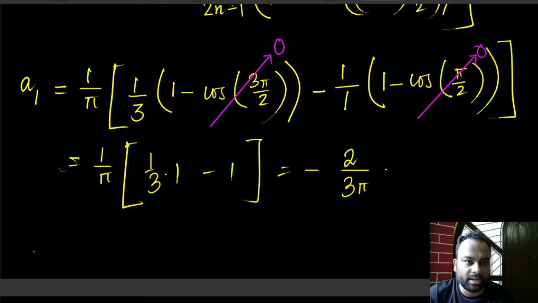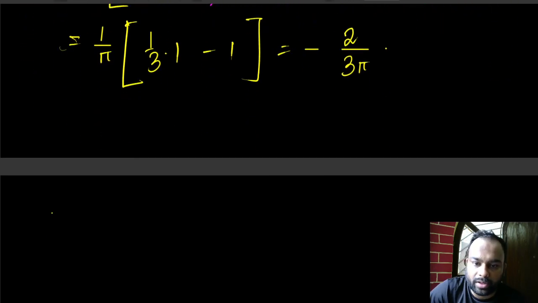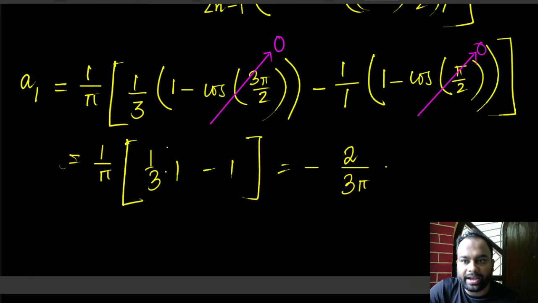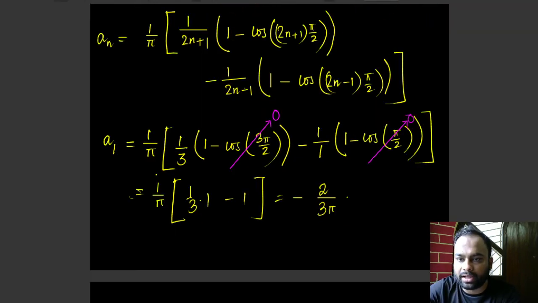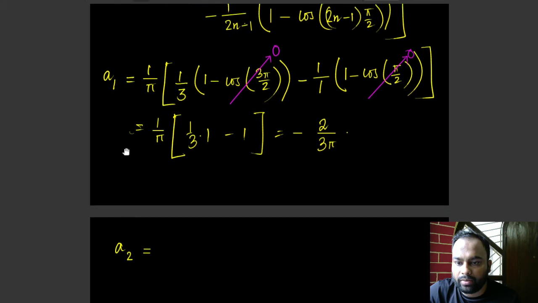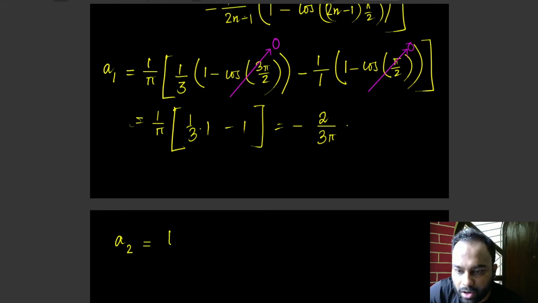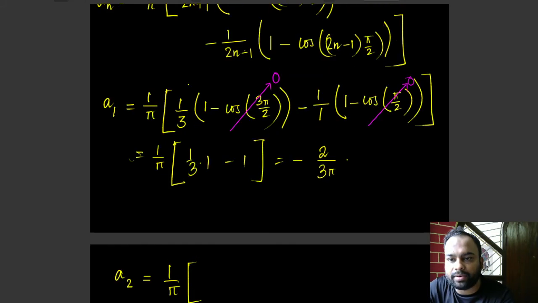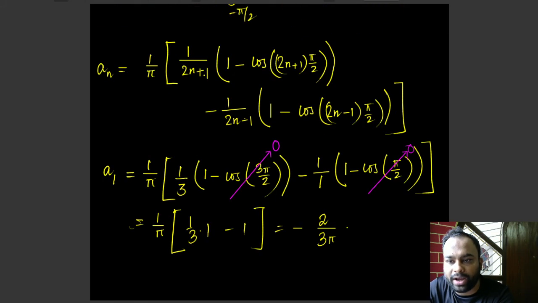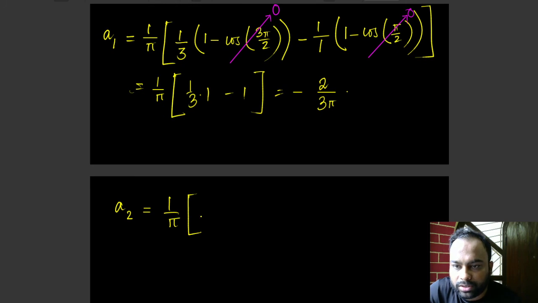Those two values are 0, right? So these two are 0, so subsequently I have this. Question: what is a2? Again, look at this, and with that a2 would be 1 by pi, and same thing. So I have here 1 by 2n plus 1. So when n is equal to 2, that's going to be 1 by 5, right?